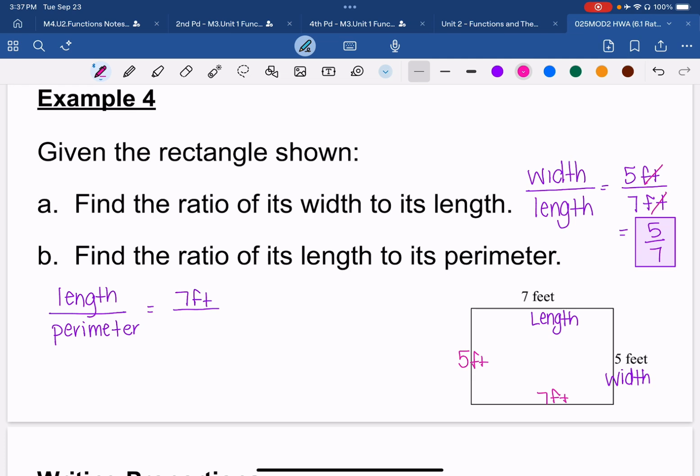So the perimeter would be all the way around. So I'm going to say P equals 7 and 5 and 7 and 5. And so that's going to give me a total of 24 feet. And so I can put that in my denominator. Again, my units will cancel. And so that leaves me with, again, I can't simplify 7 and 24. Nothing divides into both of those. So I just have 7 to 24.